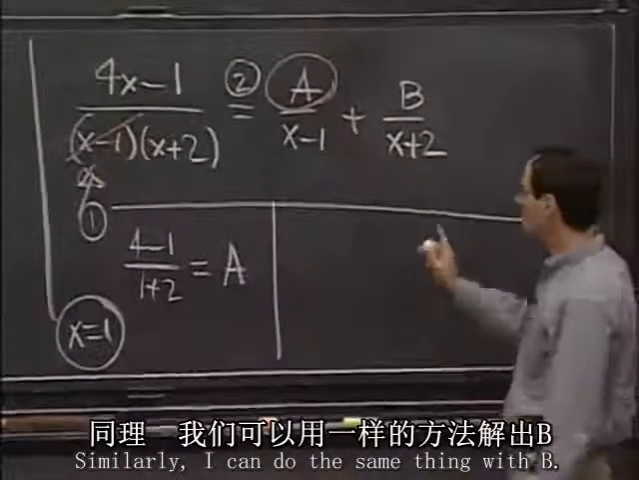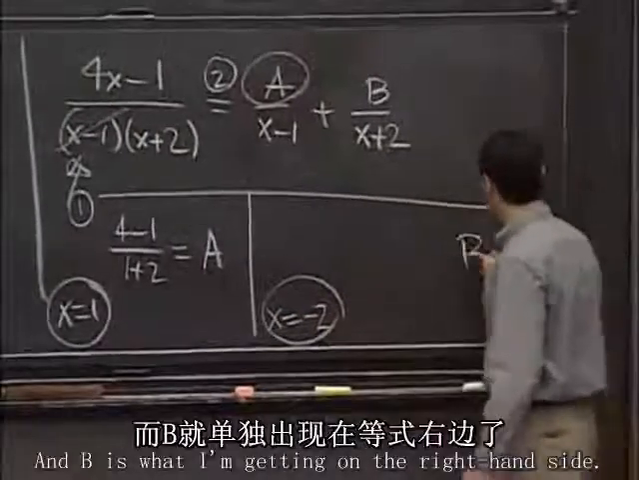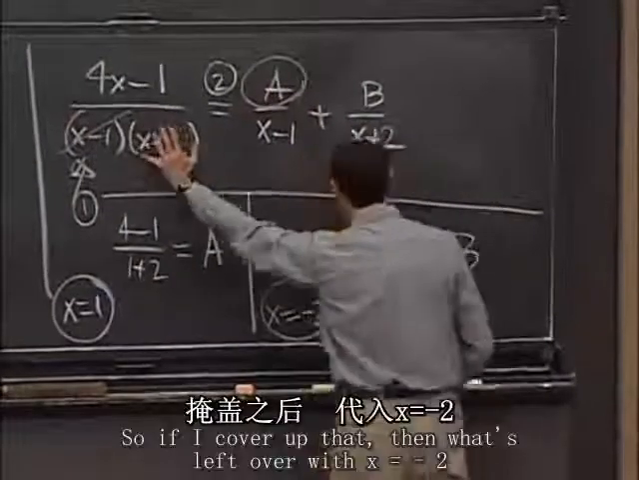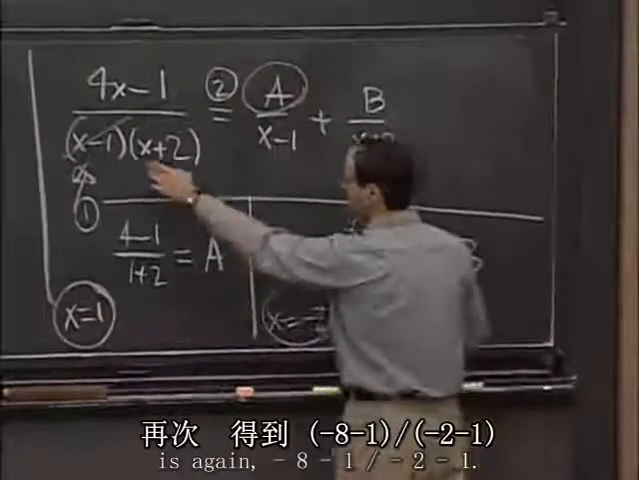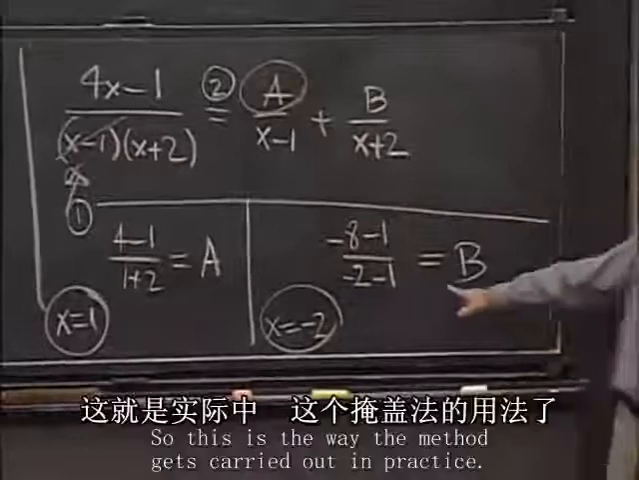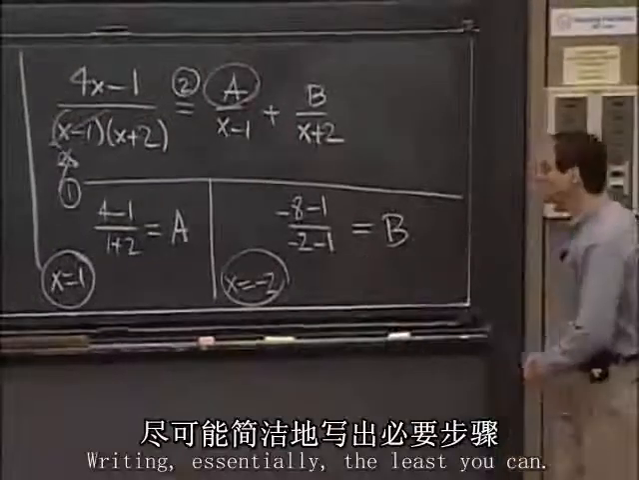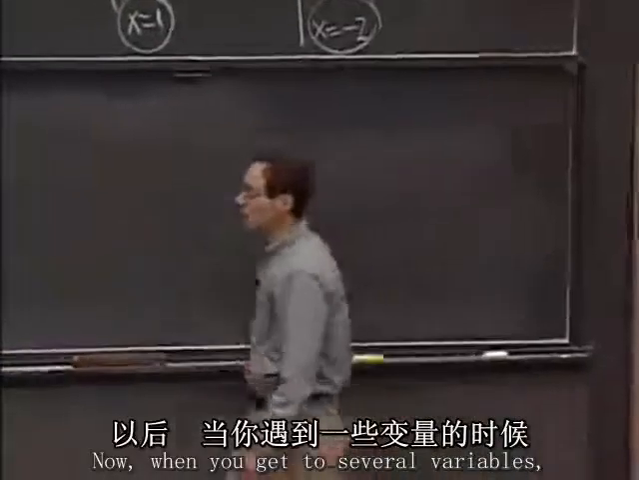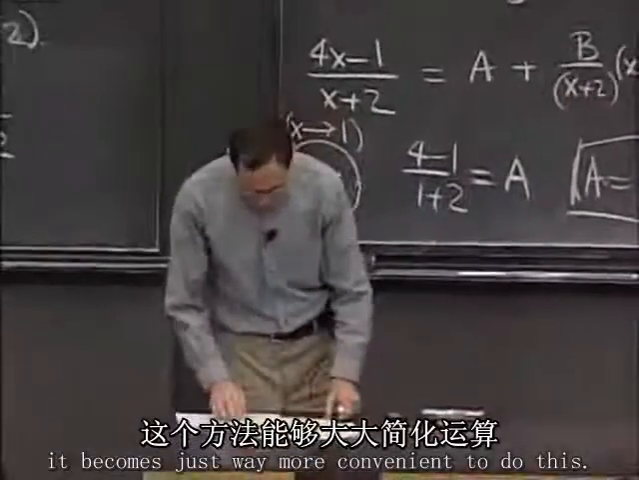Similarly, I can do the same thing with b. It's focused on the value x equals minus 2, and b is what I'm getting on the right-hand side, and then I have to cover up this. All right, so if I cover up that, then what's left over with x equals minus 2 is, again, minus 8 minus 1 divided by minus 2 minus 1. All right? So this is the way the method gets carried out in practice, writing essentially the least you can. Now, when you get to several variables, it becomes just way more convenient to do this.